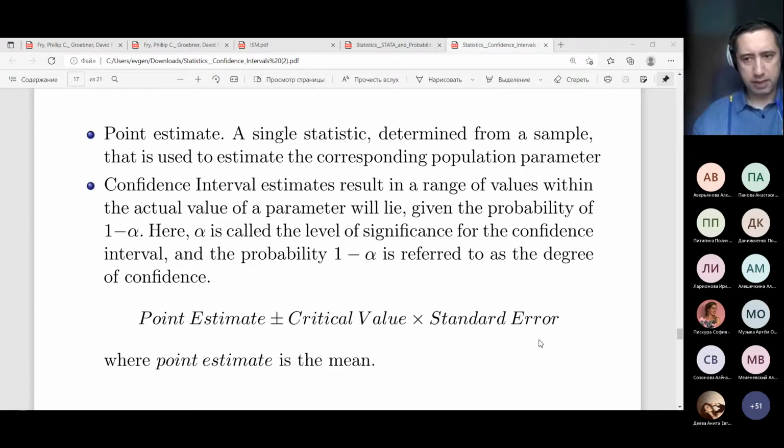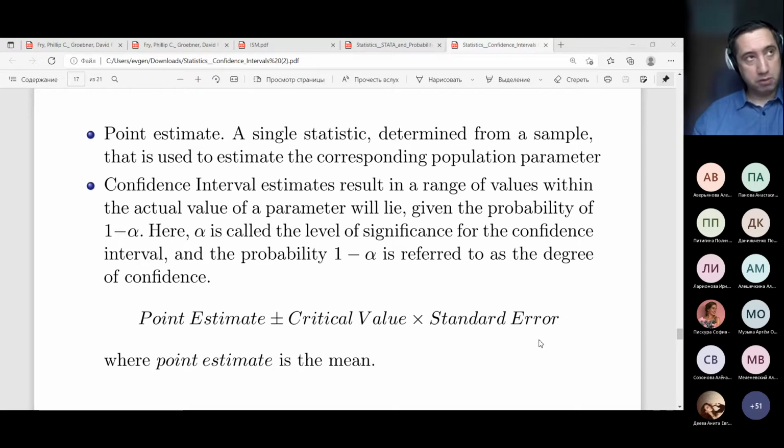And the probability of this case is alpha. Again, alpha shows the probability that the population mean is outside the confidence interval. Or, roughly speaking, it shows the probability that our confidence interval can tell us a wrong story, or could be wrong.